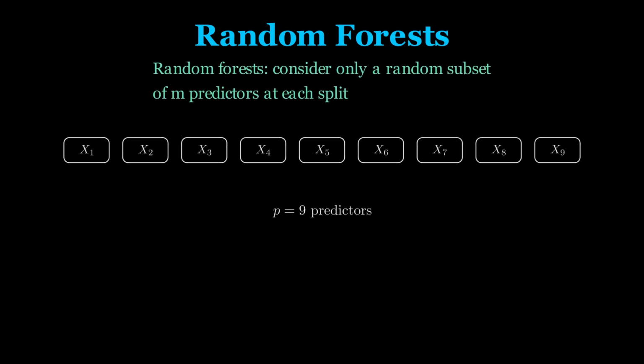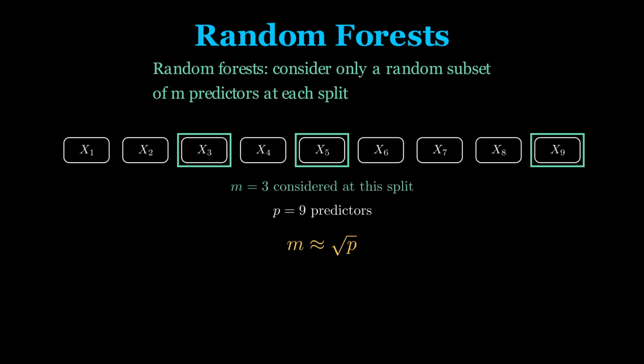Random forests address this problem by adding a second layer of randomness. In addition to growing each tree on a Bootstrap sample, a random forest considers only a random subset of m predictors at each split. A typical choice is m approximately equal to the square root of p. Here, with 9 predictors, each split considers only 3 randomly chosen predictors. Note that when m equals p, every predictor is considered at every split, which is exactly bagging. So bagging is a special case of a random forest.